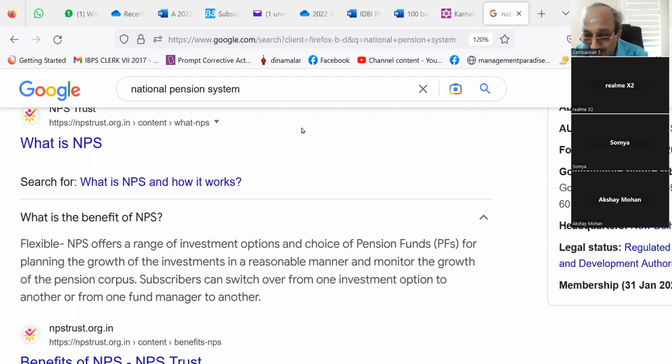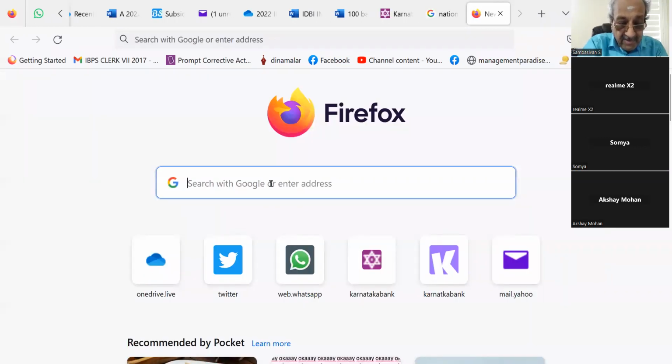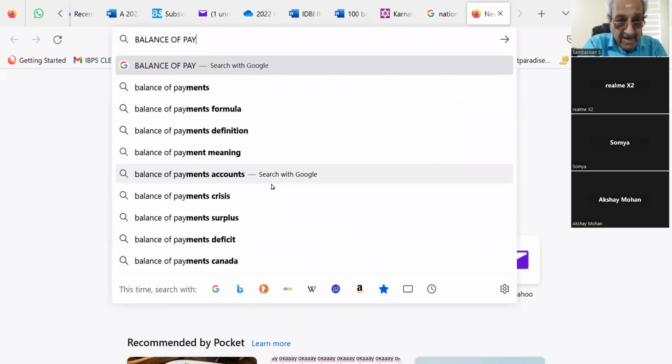Sir, balance of payment is a situation in which the export is equal to the import which we do. If this situation matches, then it is a balance of payment. Not so correct. You know, balance of payment means, 1 minute, let me search.